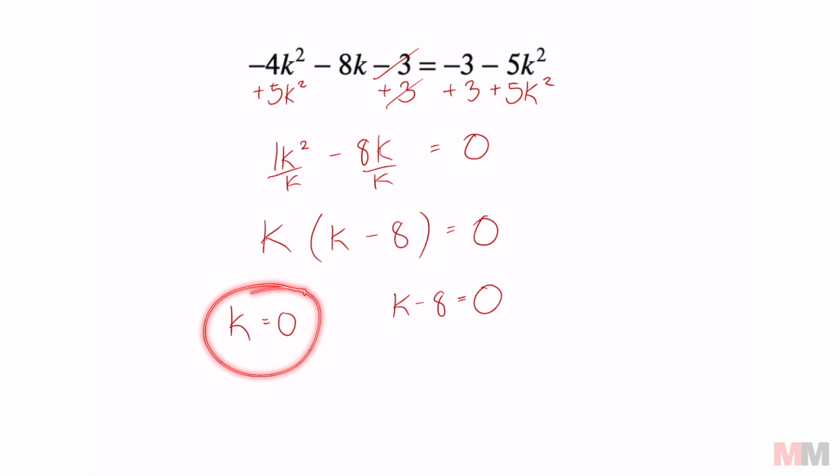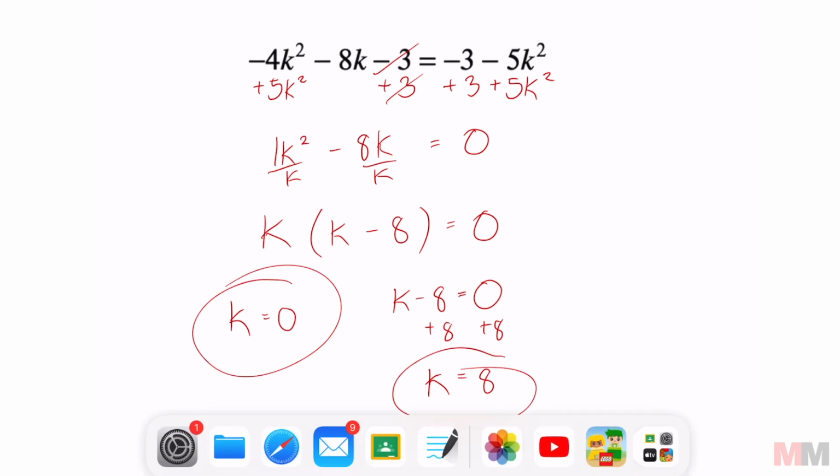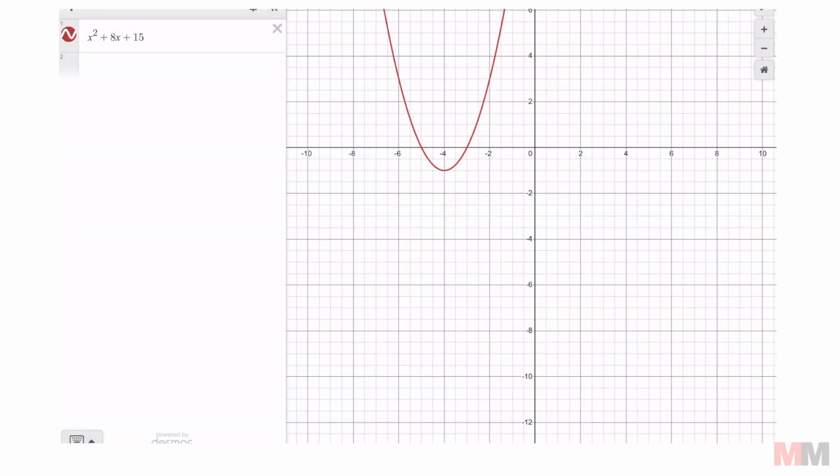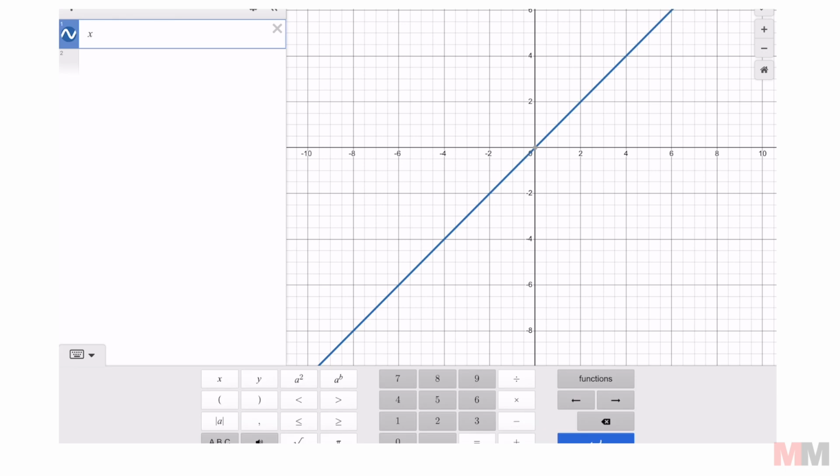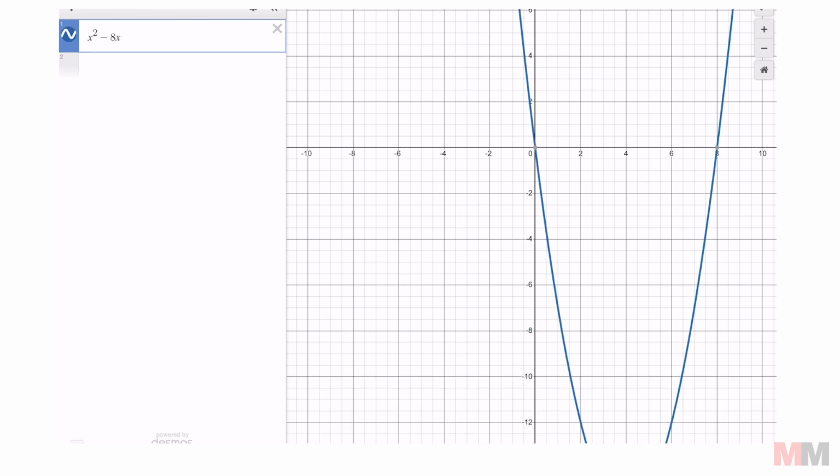Here's one solution already, but in the other one, we just have to solve for k, and we get k equals 8. And as I mentioned, just change your variables from k to x. So if I type that in, x squared minus 8x, you will get your two roots. One is at 0 and one is at 8, which were our two solutions.